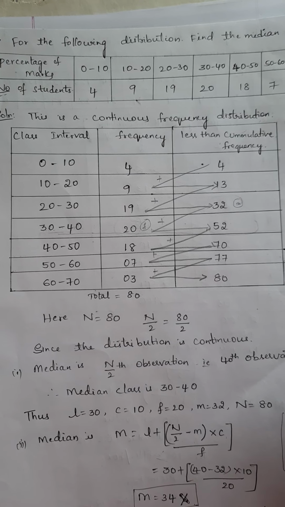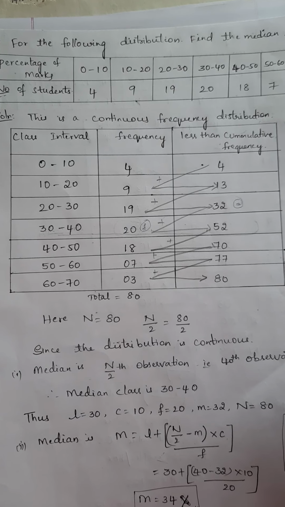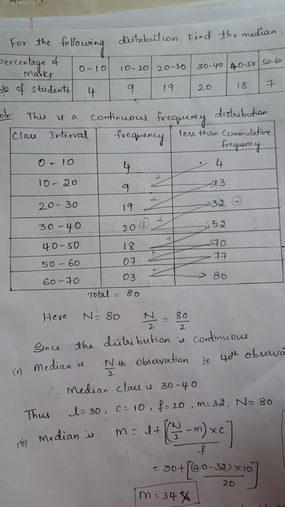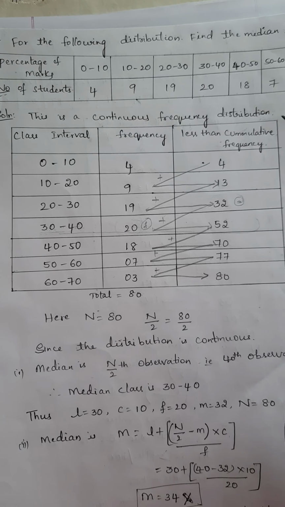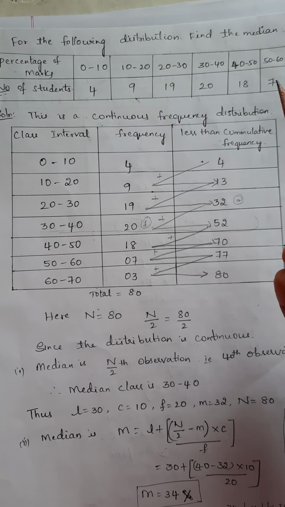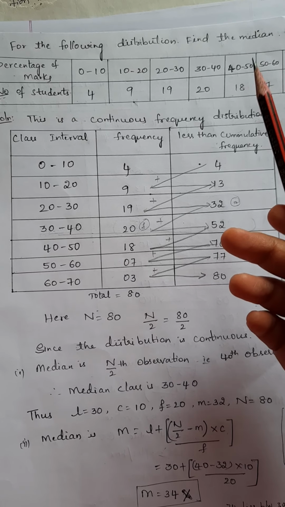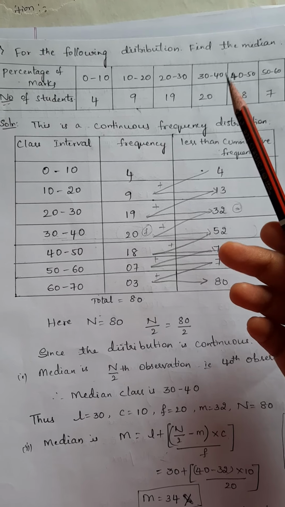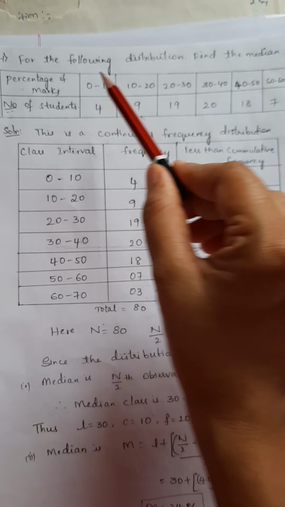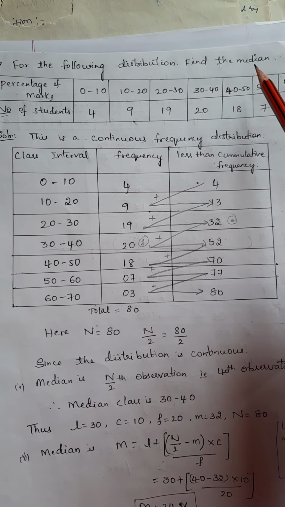In the last video, we have discussed finding the median in case of individual series and discrete series. In this video, we'll discuss problems on finding the median in case of continuous series. So let us take up one example problem. For the following distribution, find the median.